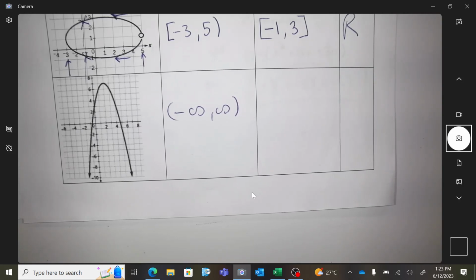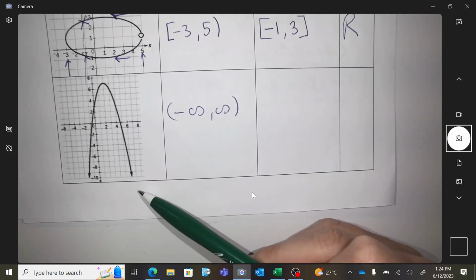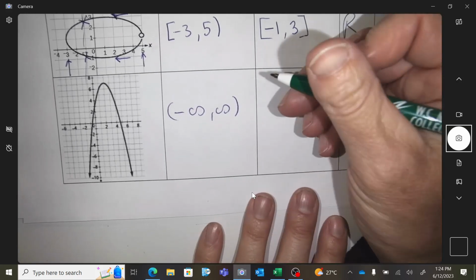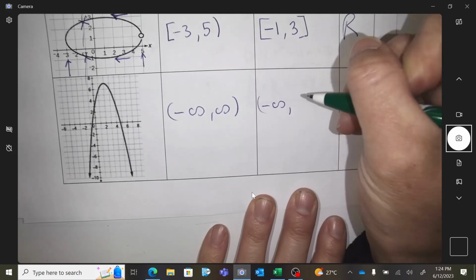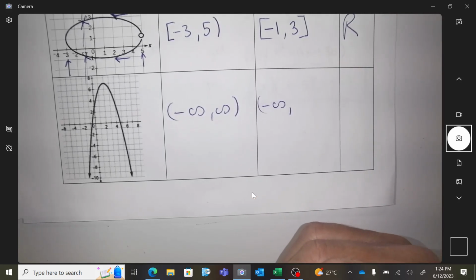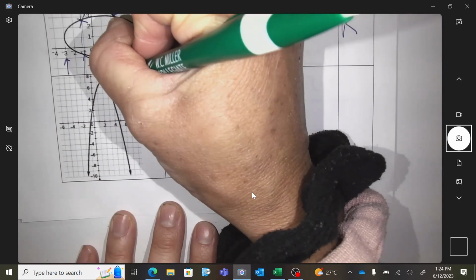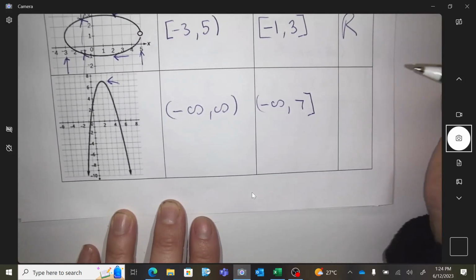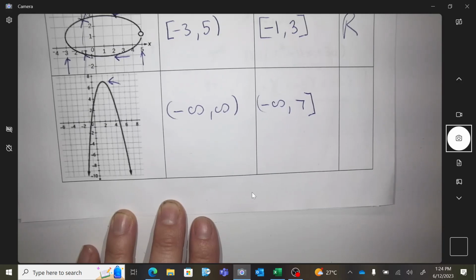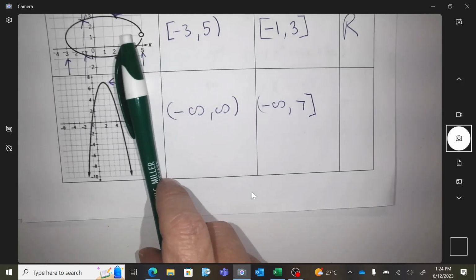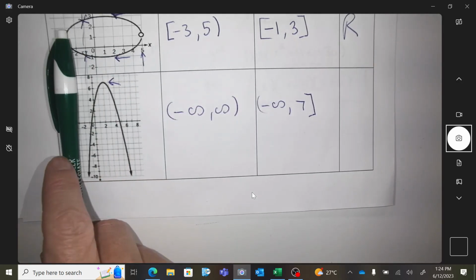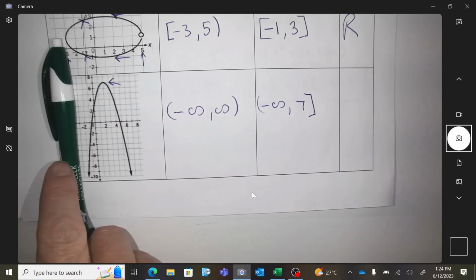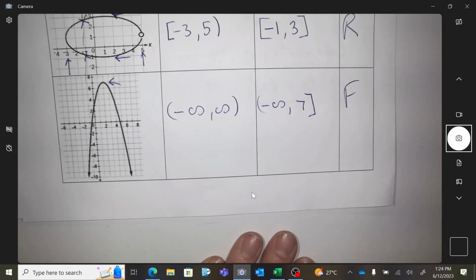Then as a height, a y value, what is the lowest height? Down, down, down. So negative infinity, comma, to the highest height of 7, square, right? And then vertical line passes. There's never a position where I'm in 2, so it's a function.